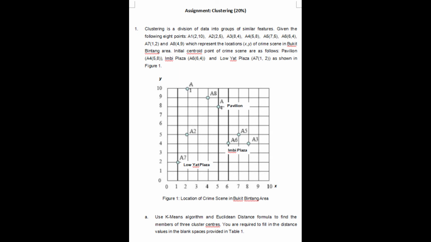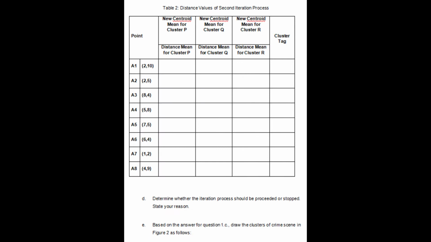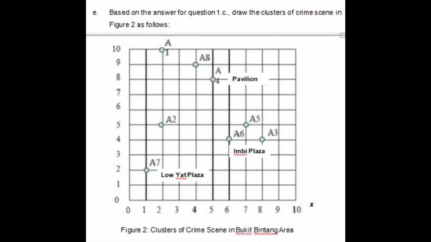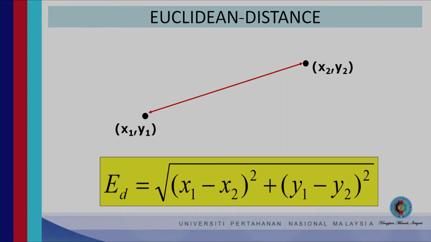So I had been given an assignment on chapter 6 clustering. So in this video I will show to you how I solve it and explain to you properly about it. So let's take a look at the questions. This is the formula that we will use to calculate the Euclidean distance for each data from centroid.